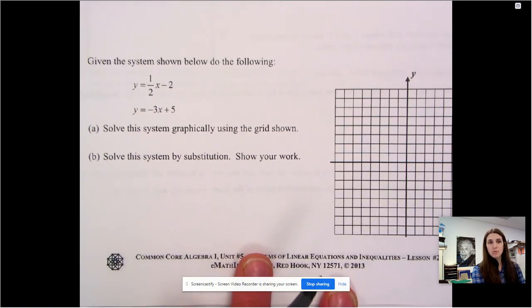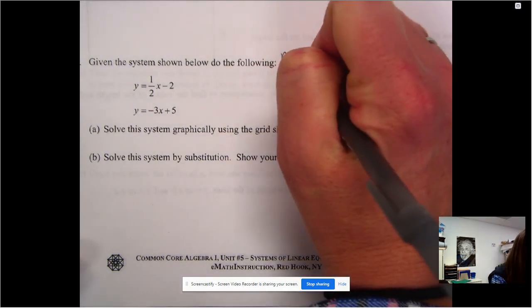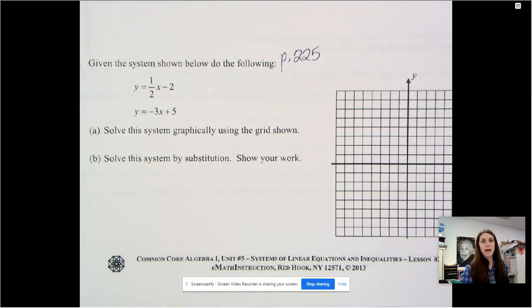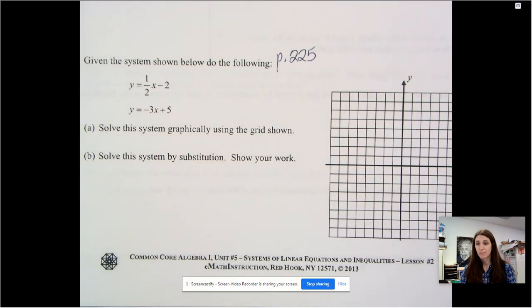Okay, all right. So we're going to start on number 2 for class today. Given the system shown below, do the following. We're on page 225, continuing our work in the fluency. We have y equals 1/2 x minus 2 and y equals negative 3x plus 5. Pause the video now, graph the two lines to solve this system graphically, and then play it to go over the answers.